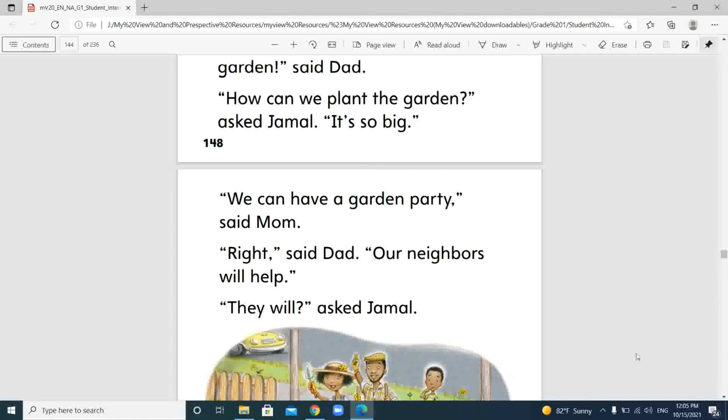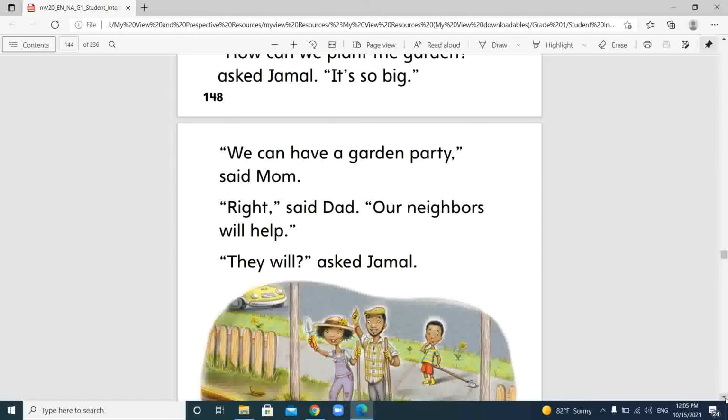They will? Asked Jamal. Okay, so the word spot here means place, not a dot. So Jamal and his family, they found a place where they can grow a garden. But Jamal said, it's so big, how can we grow it by ourselves? It's too big. So his mom had an idea. She thinks of something. She said, we can have a garden party. And did Dad say yes? He said, right. Our neighbors will help.